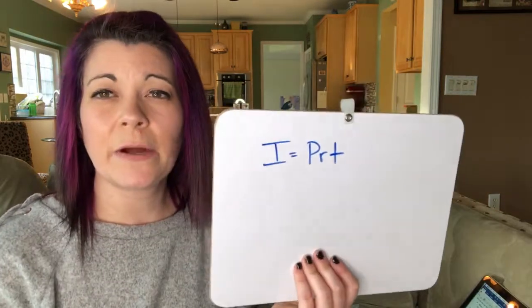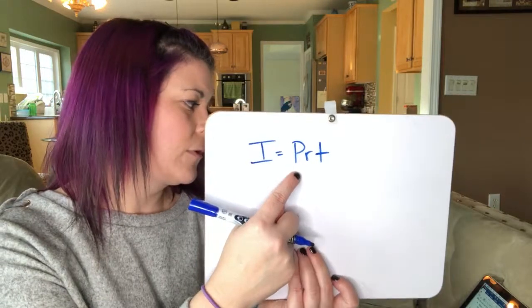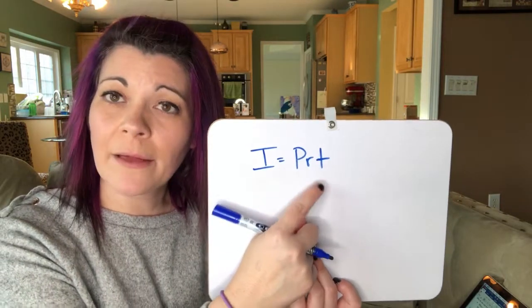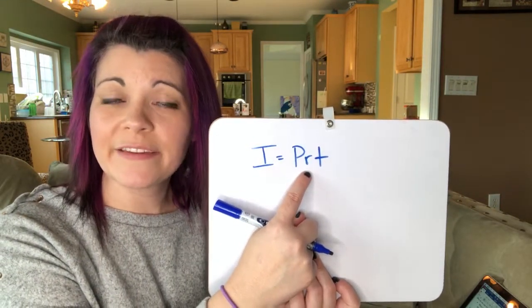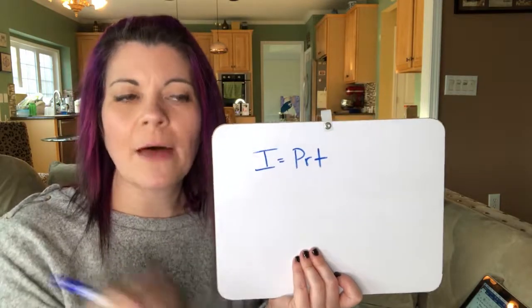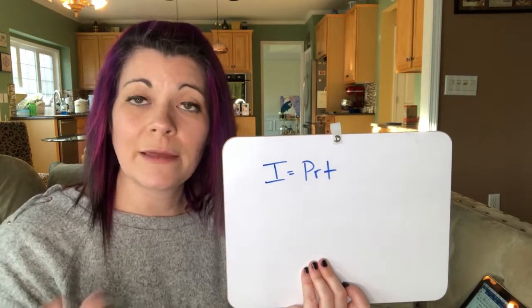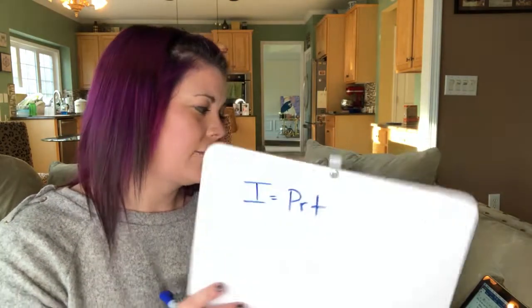I equals PRT. I stands for interest. P stands for the principal amount. R is the rate, and T is time in years. So P is the principal amount, like what you deposit. R is the rate that you get for the interest, and T is the time in years.